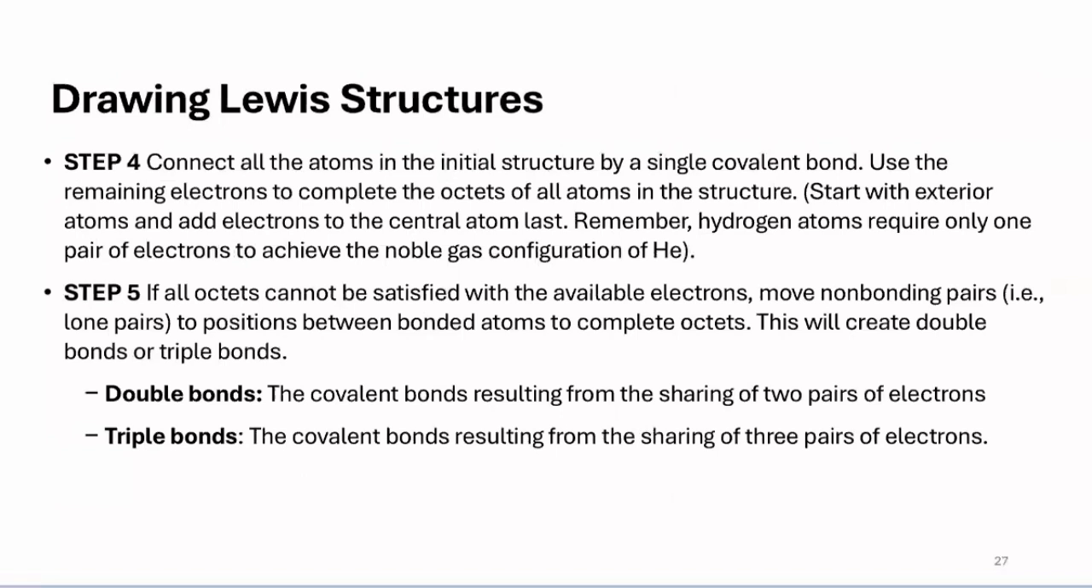In the next step, we are going to do what is called the skeletal structure, in which we're going to connect all the atoms around that central atom with a single covalent bond. We're going to subtract the number of electrons used by these connections to the central atom from the total number of electrons that we determined. And we're going to use the remaining electrons to complete the octets of all the atoms. Whenever we do this, we're going to complete the octets of the outside atoms first.